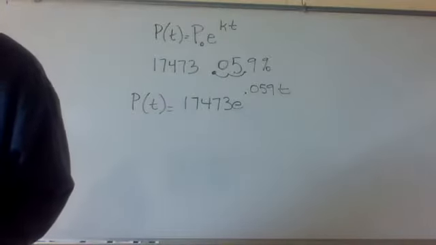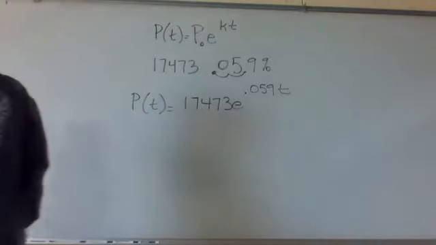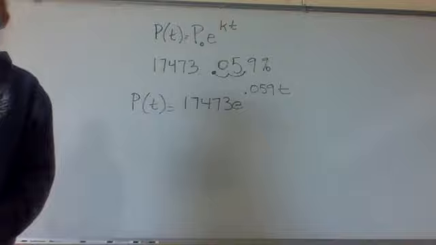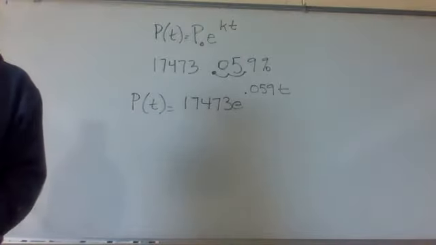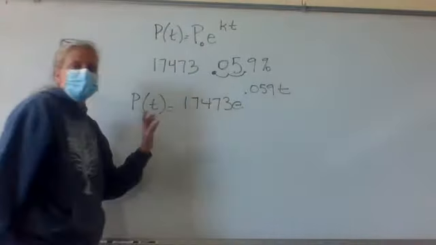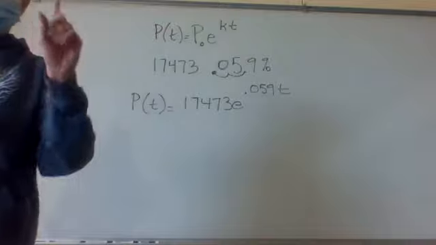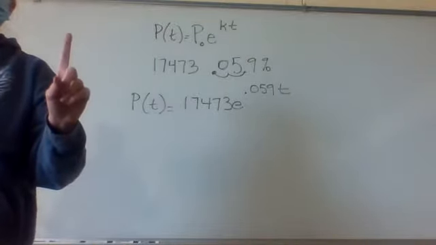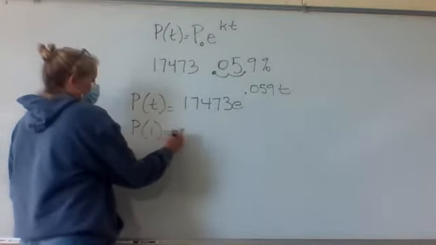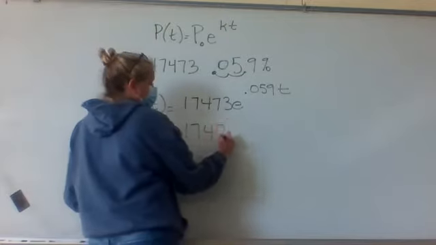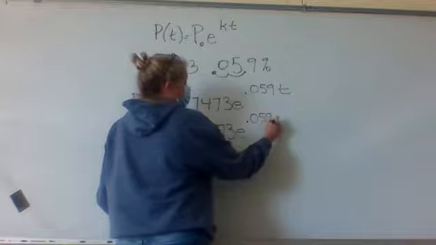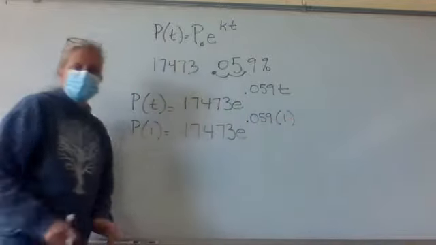Now, the next 4 blanks are asking you how much money do you have after a certain amount of years. So it's going to give you an amount of years now, which means on all of these, I'm going to know what the T is. The first blank says the balance after 1 year. Well, 1 year means that your T is 1. So you're finding P of 1. So 17,473 E to the 0.059 times 1.